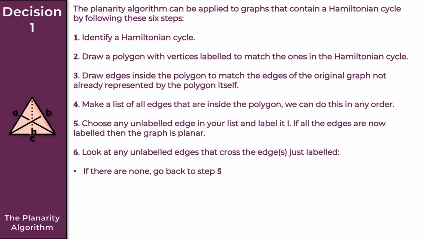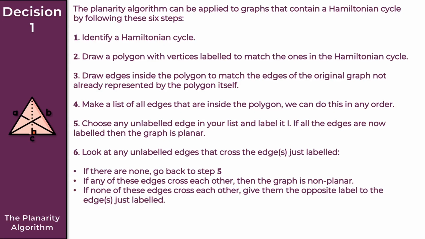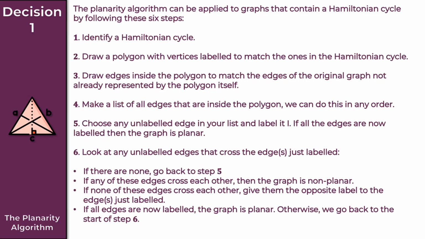If there are none, we go back to step 5. If any of these edges cross each other, then the graph is non-planar. If none of these edges cross each other, give them the opposite label to the edge or edges just labeled. Finally, if all edges are now labeled, the graph is planar. Otherwise, we go back to the start of step 6.